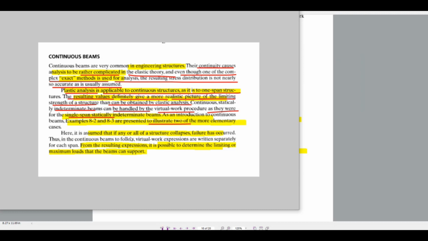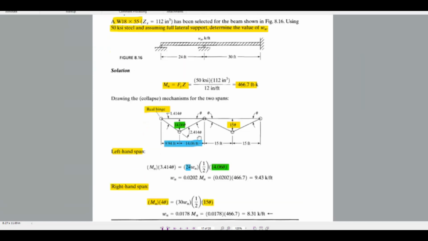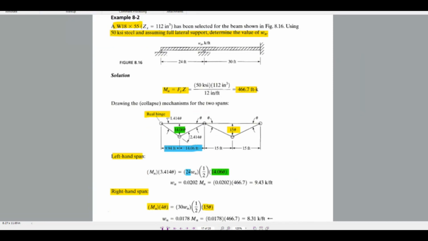Here it is assumed that if any or all of the structure collapses, failure has occurred. Thus, in the continuous beams to follow, virtual work expressions are written separately for each span. From the resulting expressions, it is possible to determine the limiting or maximum loads that the beams can support. So, one simple example you will see here.